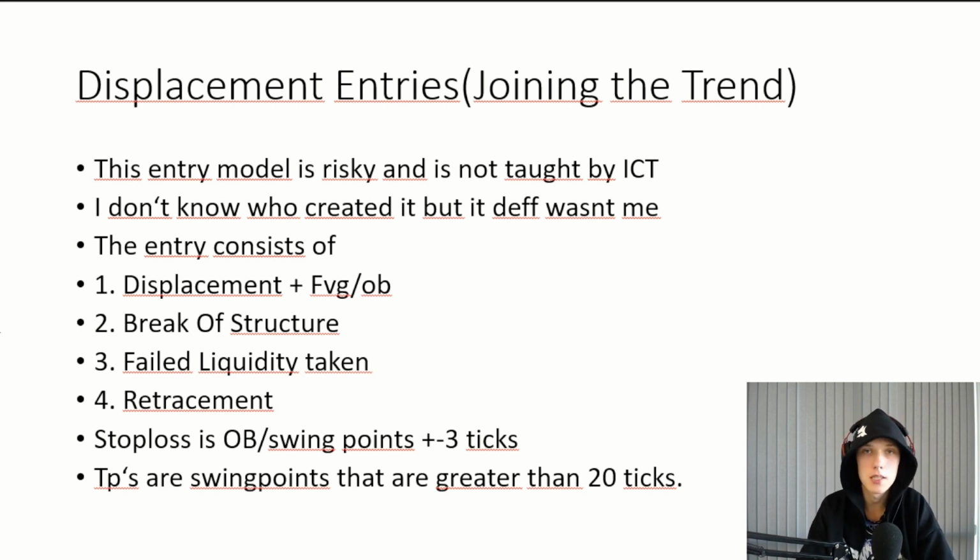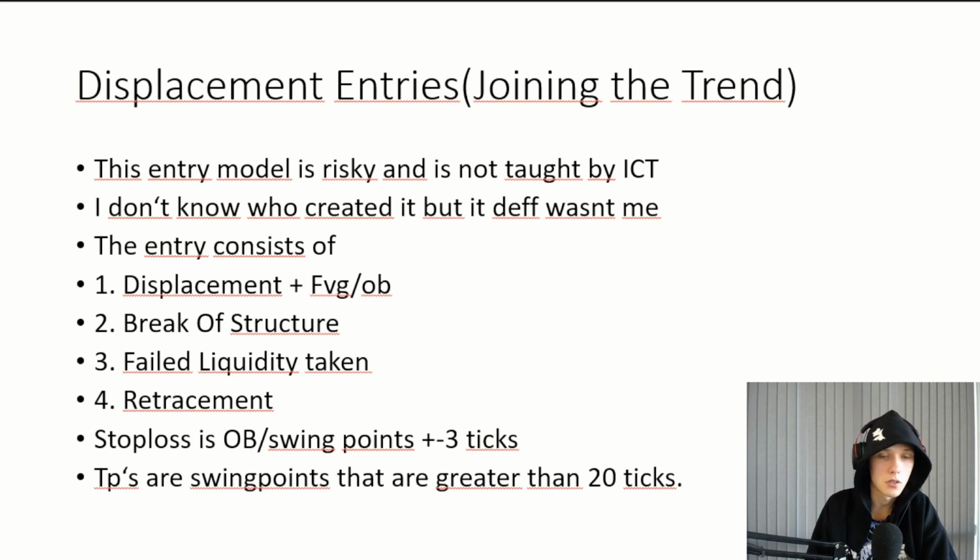If it's going for buy side liquidity, it has to go for it and then retrace into your entry point. If it takes the liquidity that you want your first TP to be, then your entry is not valid. It doesn't work anymore. So failed liquidity taken, and then the 4th of all is the retracement into your entry point after failing to take the said liquidity.